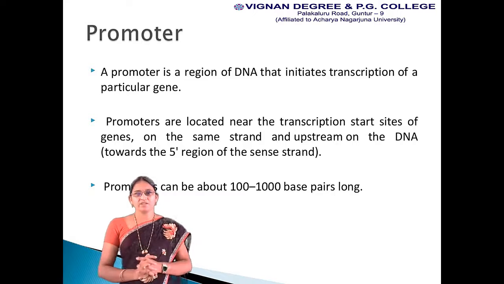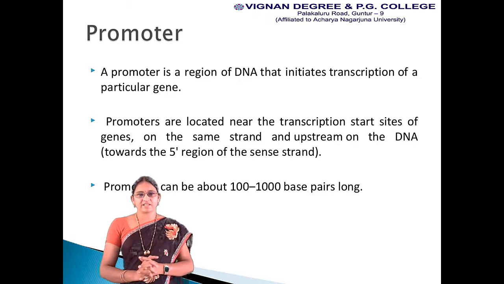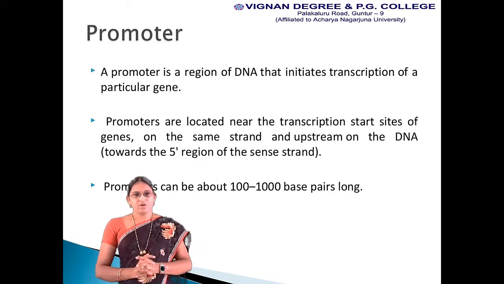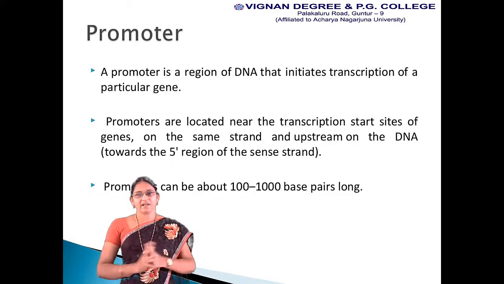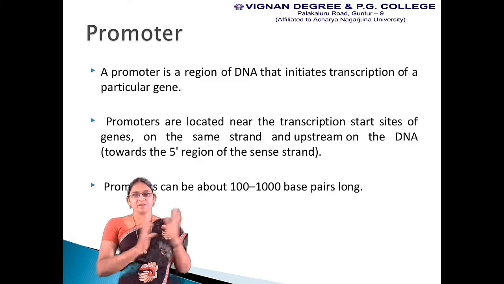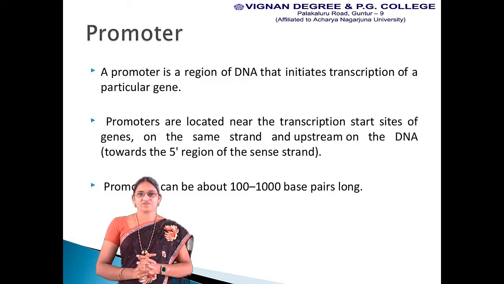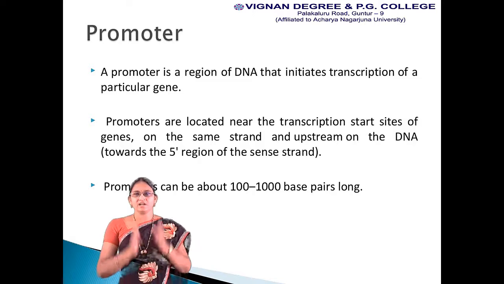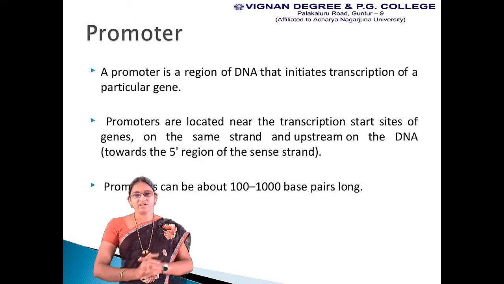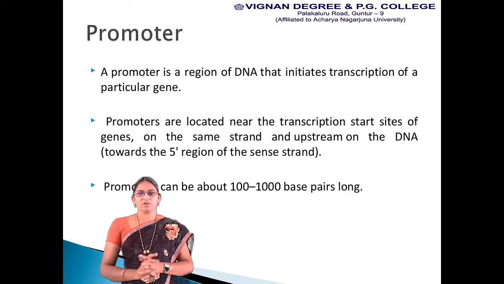Coming to what is a promoter: to understand transcription, first we should know what a promoter is. A promoter is a region of DNA that initiates transcription of a particular gene. Promoters are located near the transcription start sites of genes, on the same strand and upstream on the DNA. That is, towards the 5' region of the sense strand. Upstream means the region to the left of the transcription start site. Promoters can be about 100 to 1000 base pairs long.